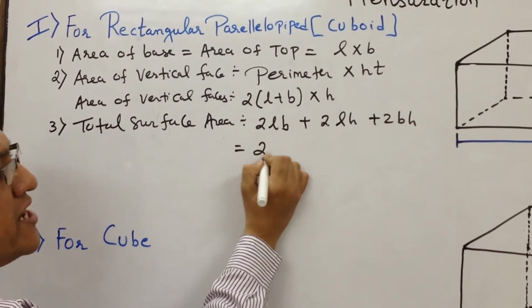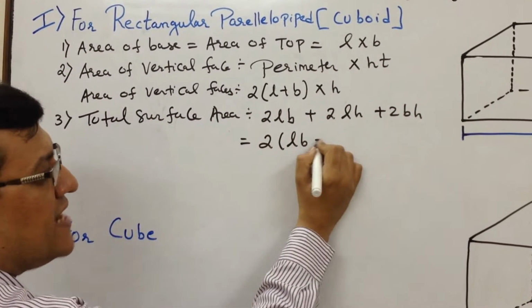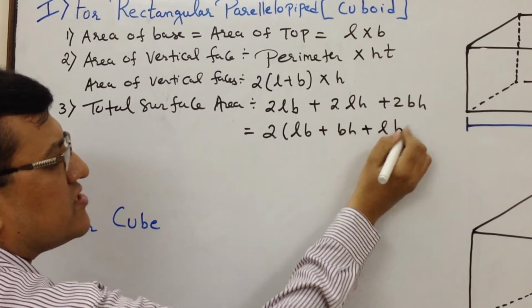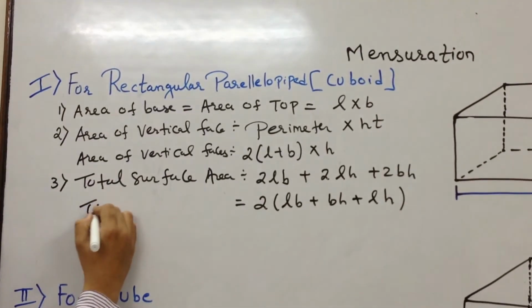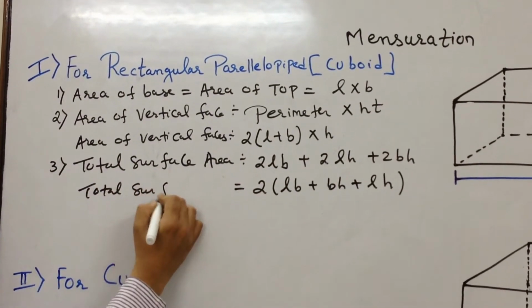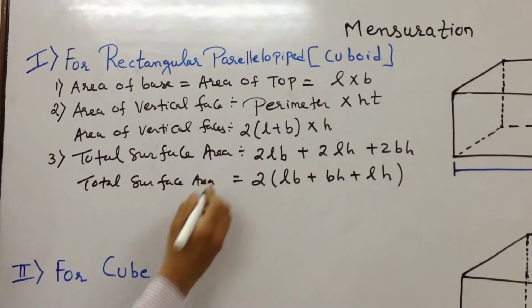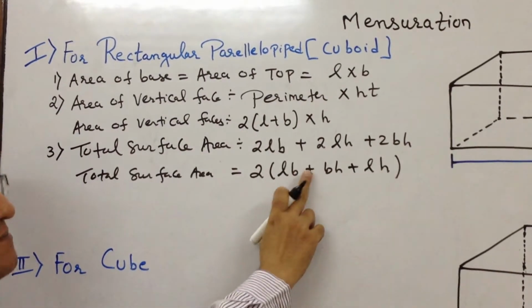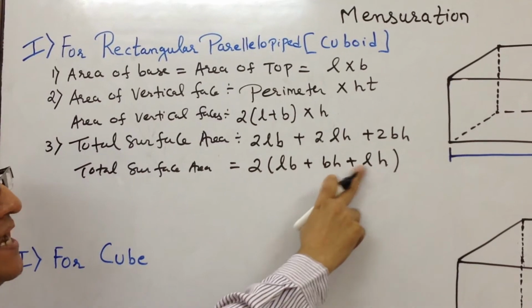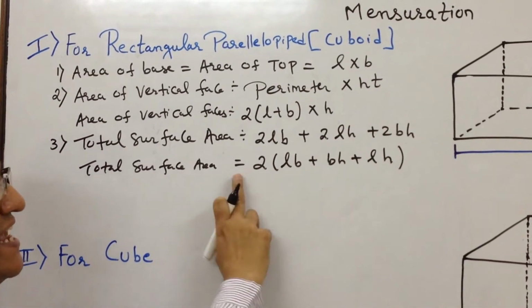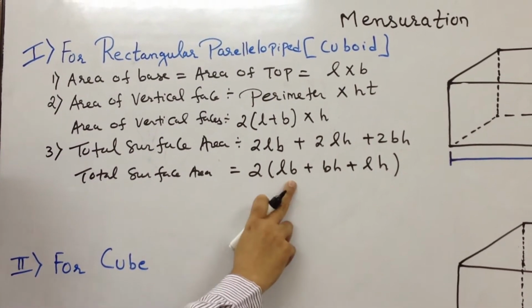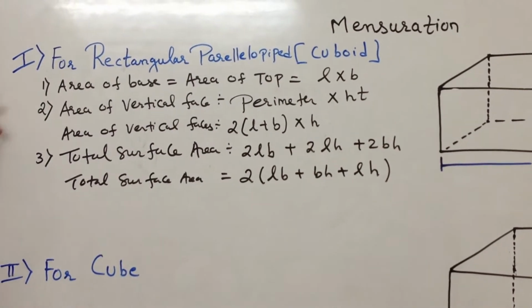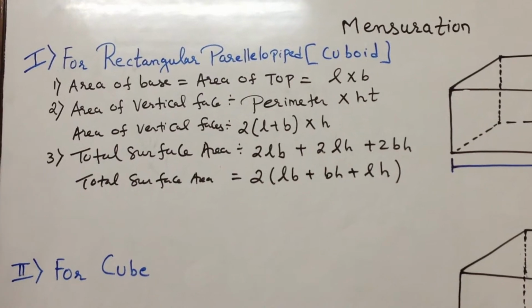Having said that, 2 being common, LB plus BH, I'm taking this first, plus LH. So what is the total surface area? Total surface area for a rectangular parallelepiped is twice length into breadth, LB, plus breadth into height, BH, plus length into height, LH. So we say, twice LB plus BH plus LH. Having said that, we have accounted for the area of all the 6 faces.